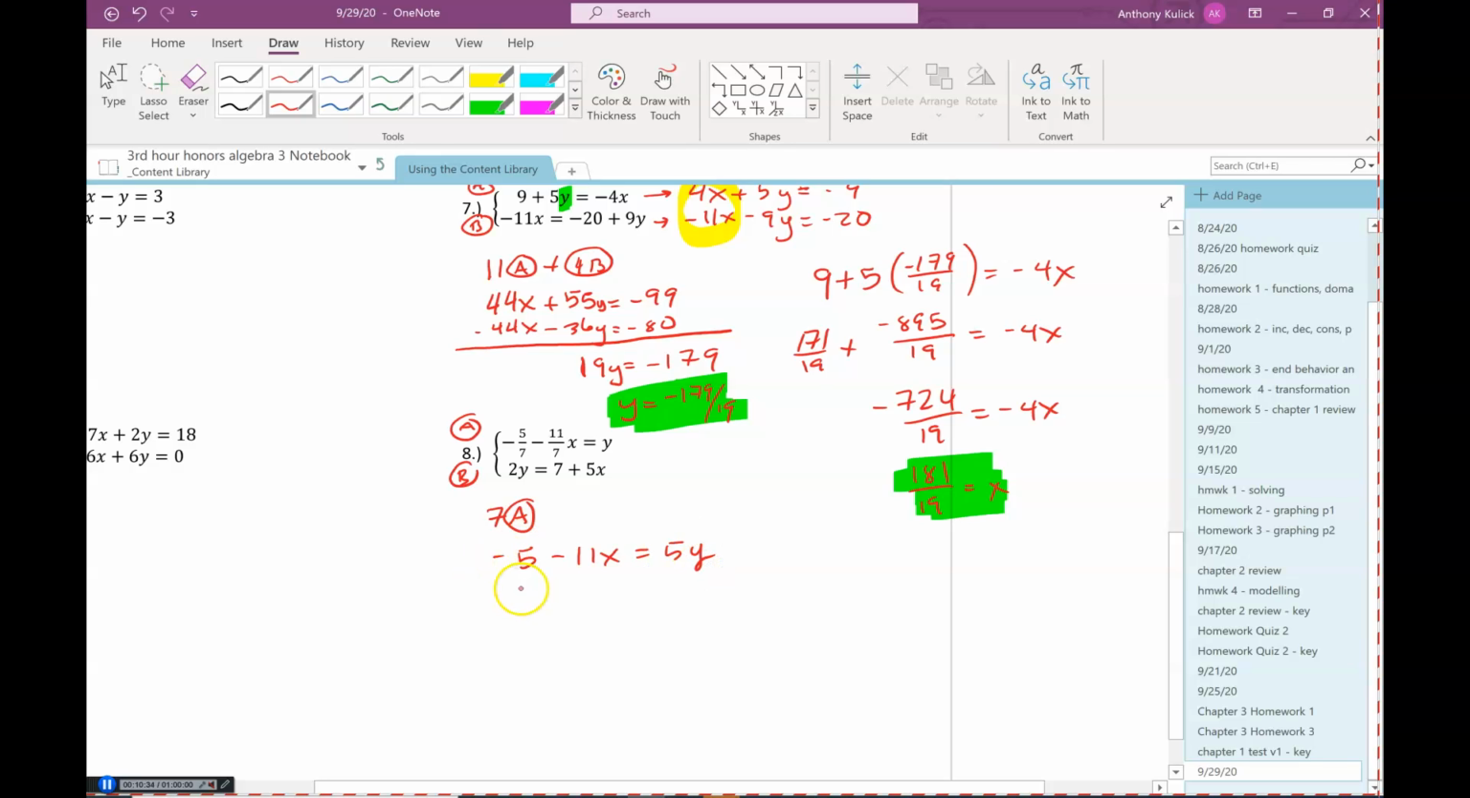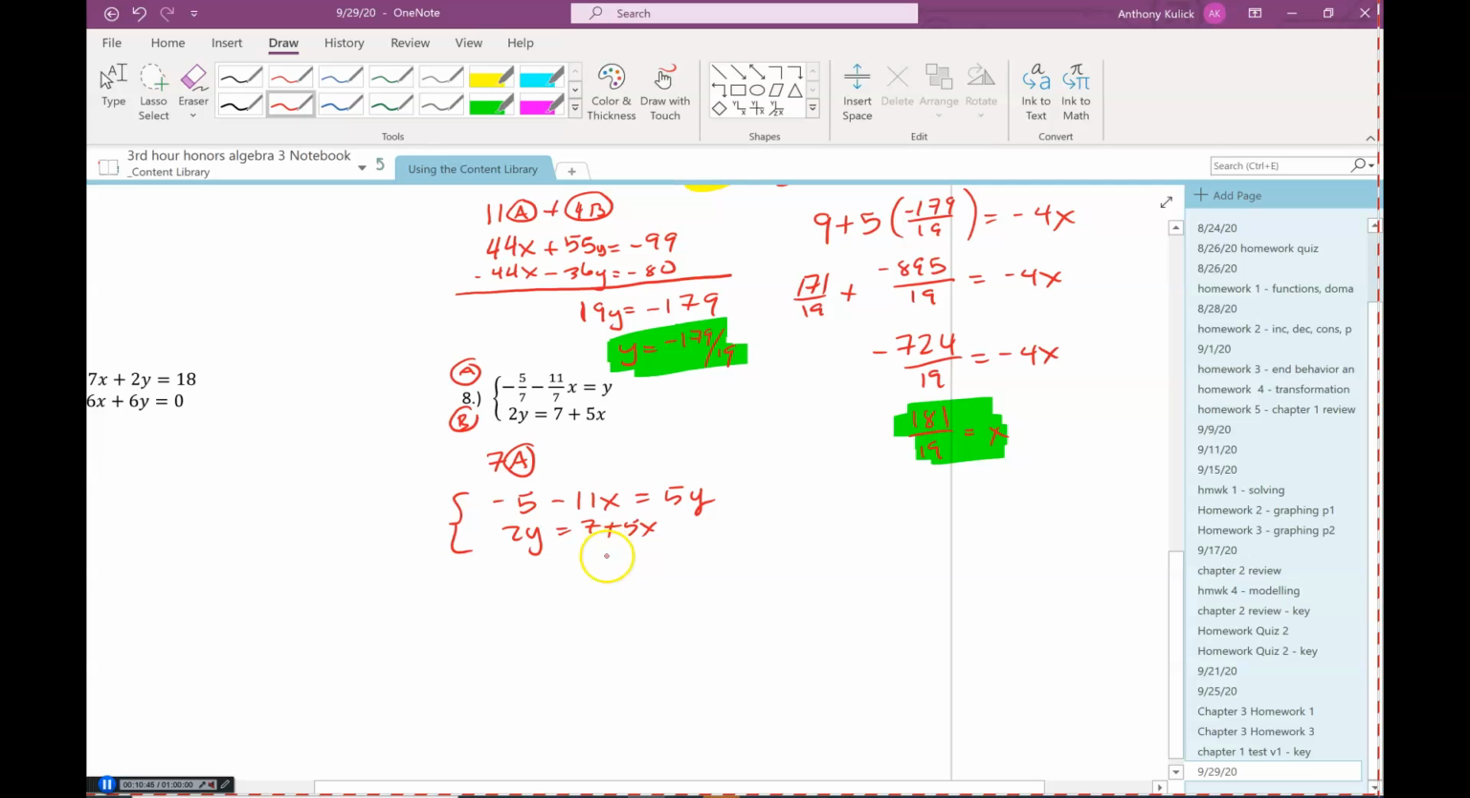Now it looks a lot nicer, right? So now I'll just rearrange things to get the x's and y's all lining up, just like I did in the previous one. So I'm going to subtract 5y over for equation A, and then subtract 5x over for equation B. And now it doesn't look so bad, right?